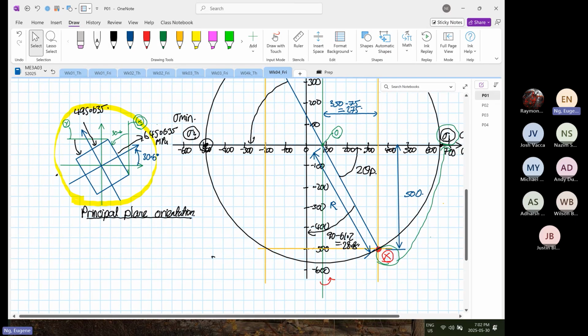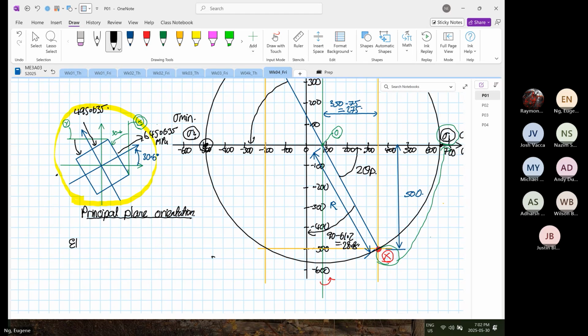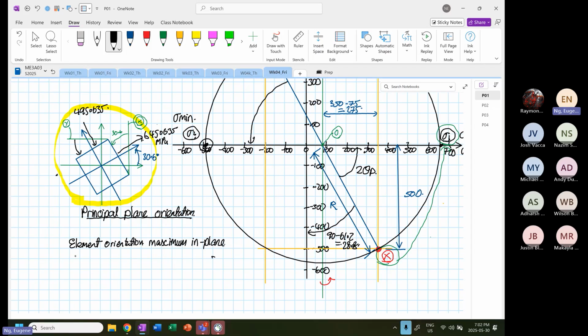Okay, we are going to plot the element orientation. Okay, we're going to plot the element orientation of the maximum in plane shear stress.